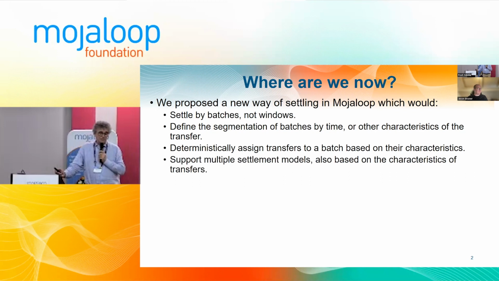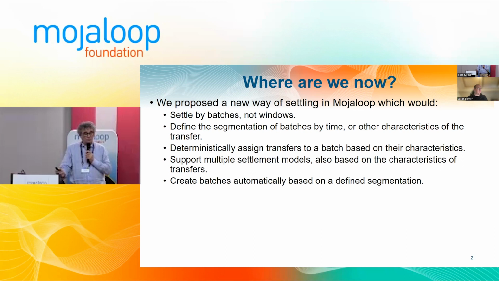We also wanted to be able to support multiple settlement models, which were also based on the characteristics of transfers, so that in cases where, for instance, people were doing foreign exchange or receiving remittances, those transfers could be segmented from the other transfers and settled in different ways, on different timescales. We also wanted to be able to create batches automatically.